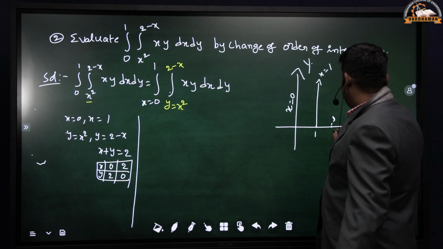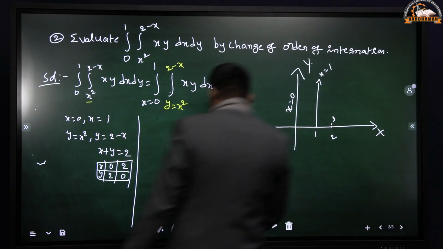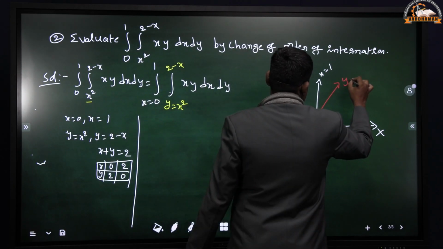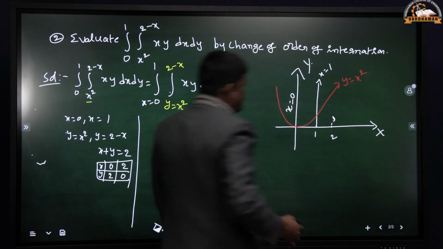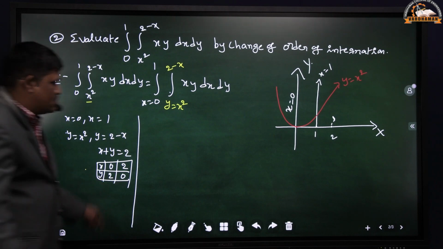Okay, if you think it is a 1, if you think it is a 2. Next, y is x square. Where is y is x square? It is a parabola. This is y is equal to x square. Okay, now the next is x is 0 to y is 2 0.